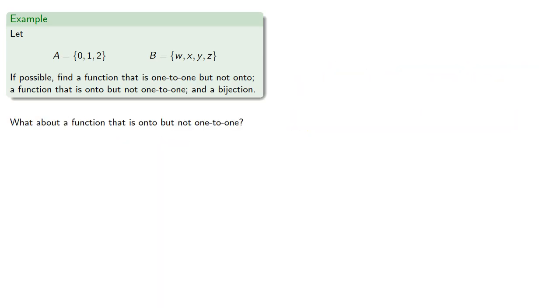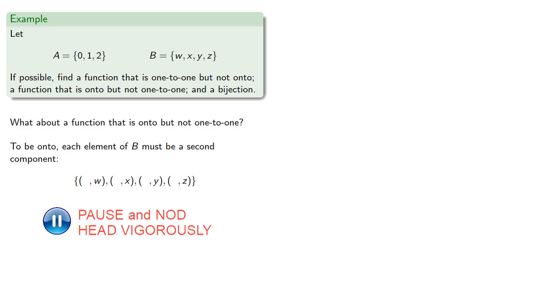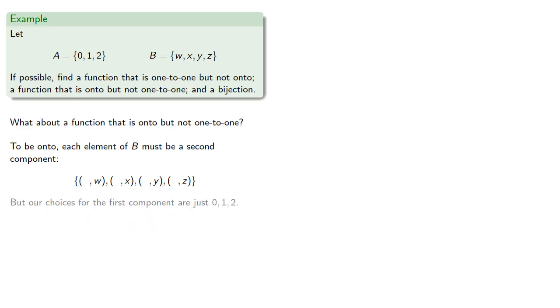What about a function that is onto but not one-to-one? To be onto, each element of B must be a second component. But our choices for the first component are just 0, 1, or 2. So no matter how we place them, we'll need to repeat one of the components.